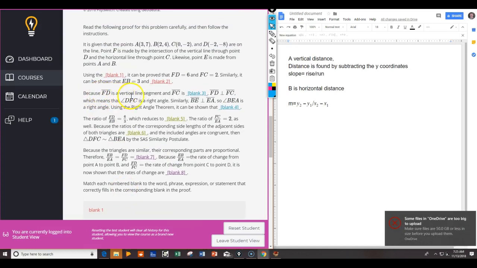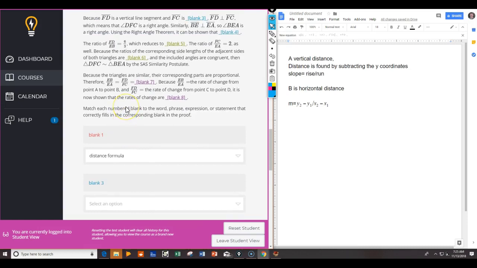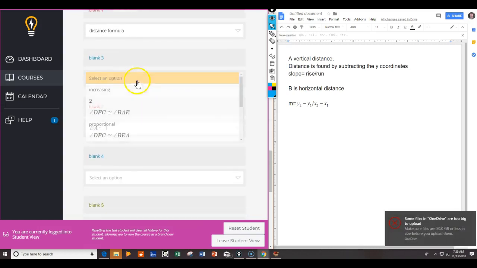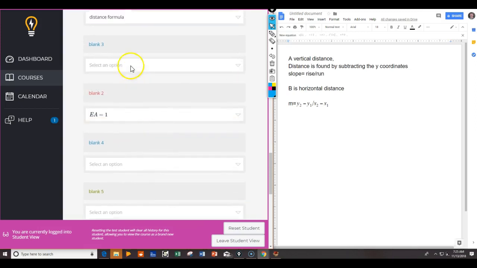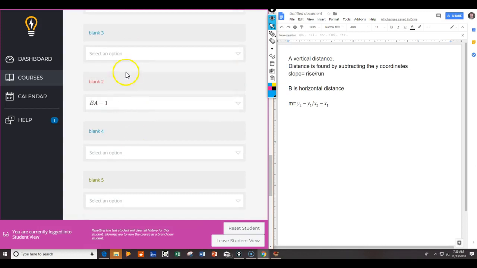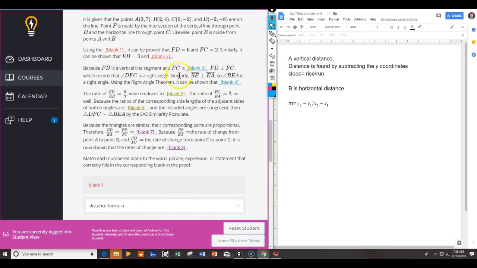Alright, because the segment FD is a vertical line and segment FC is blank, segment FD is perpendicular to segment FC. Okay, well, what is segment FC? Oh, FC is a horizontal line. So blank 3, I would be looking for a horizontal segment, because the line goes on forever, so horizontal segment. Let's see if that reads right. And segment FC is a horizontal line segment. Okay, so which means the angle DFC is a right angle.